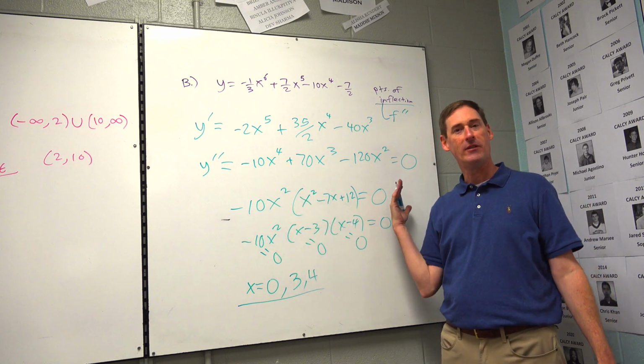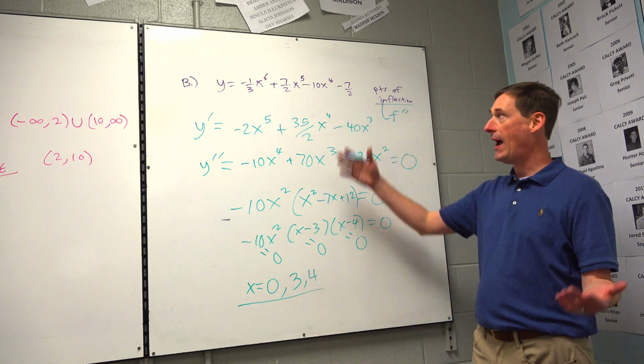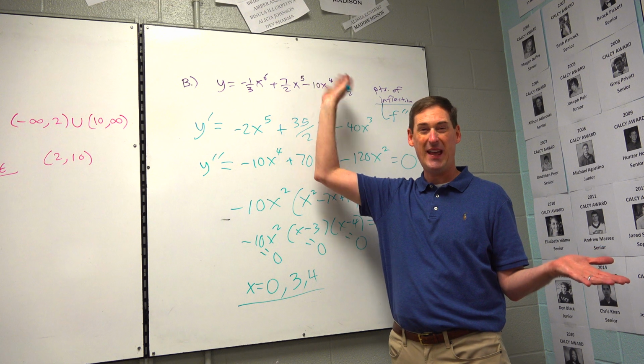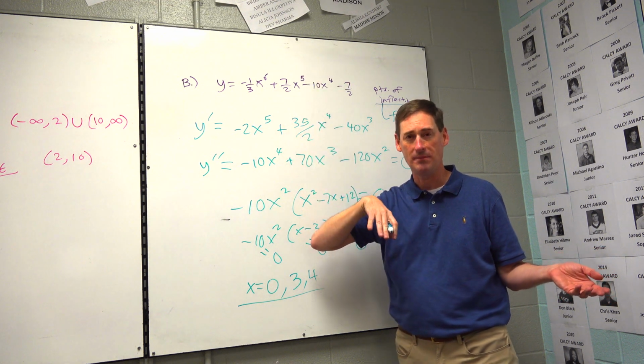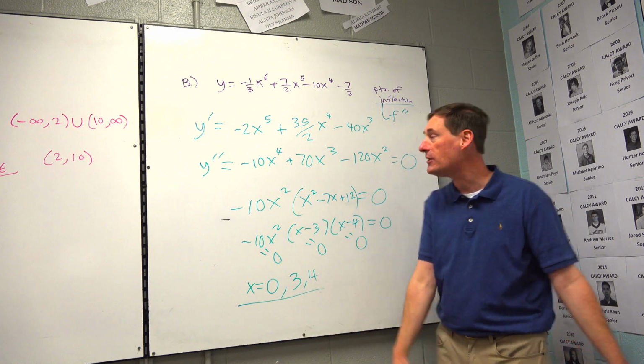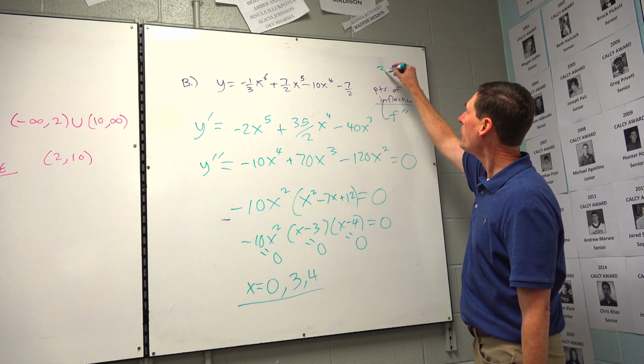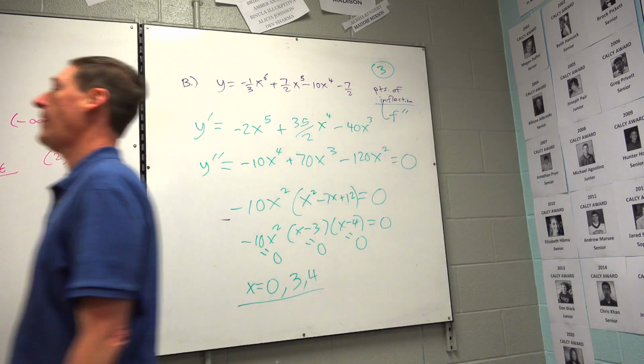Well, I set the double derivative equal to 0. I got 3 answers. Therefore, the graph that I can't really picture in my head because it's too complicated of an equation must have 3 inflection points because I got 3 solutions, so I'm going to put down an answer of 3. All right, 3. I guess I'll put that on my test.